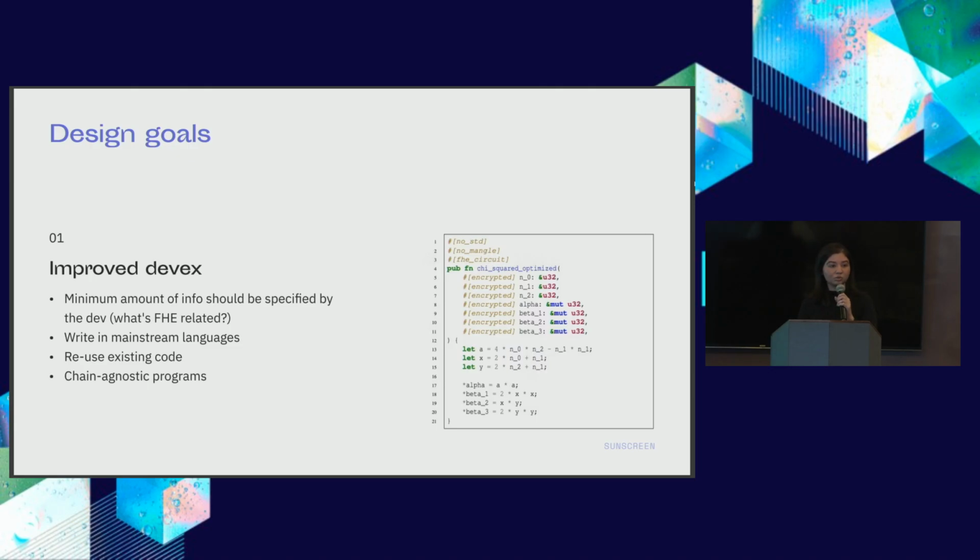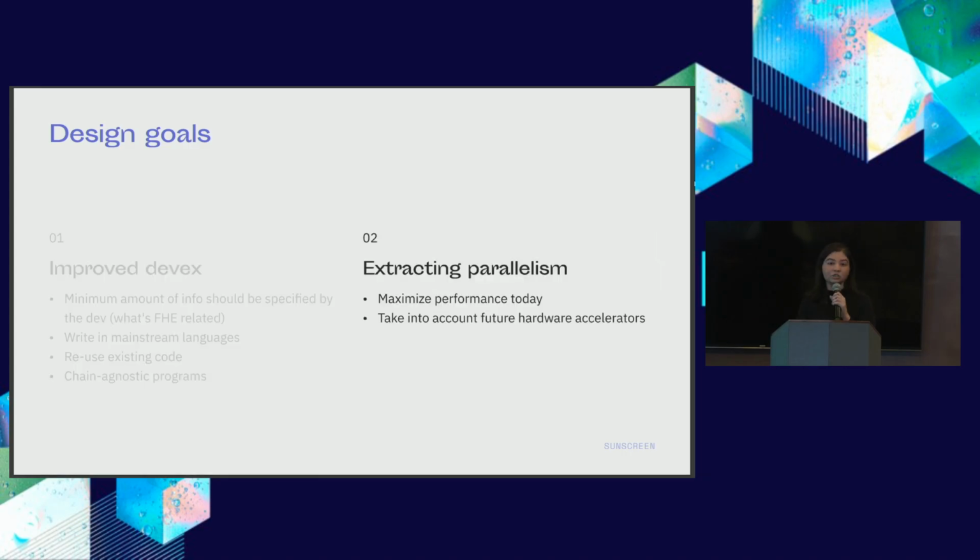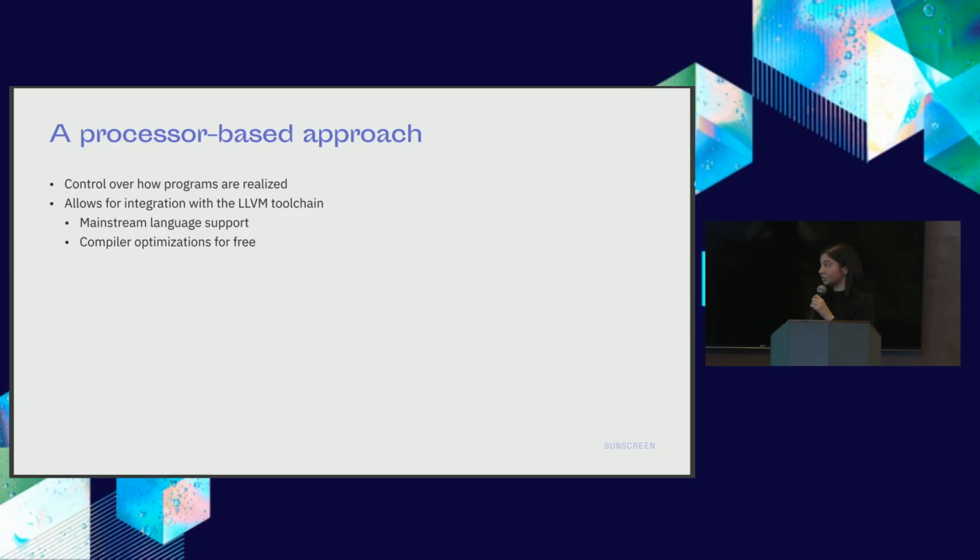So ideally, they can reuse an existing application and just add on these directives. In terms of the final property we'd like, when it comes to Web3, we want FHE programs that are chain agnostic. So you can deploy this program in any chain you'd like. In terms of getting best performance, we think this means extracting parallelism. This is going to allow us to get best performance today, and it's also going to allow us to take into account future accelerators.